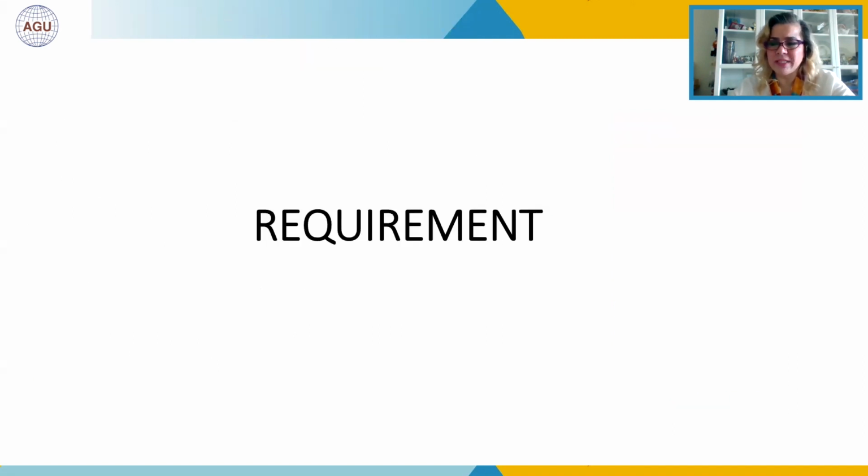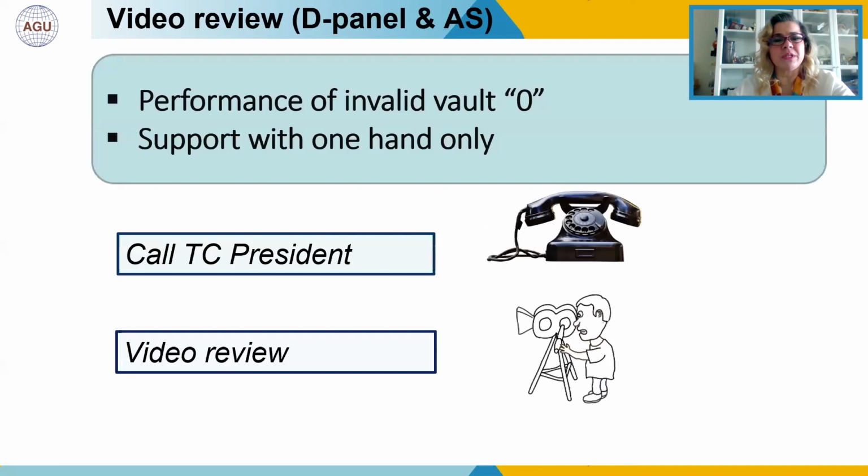When we talk about the requirements, we already talked about the performance with support with one hand only, or in case of 0 volts, which is invalid volts, and we will see later in which cases, as indicated in the rules. In these 2 cases, the D jury with the apparatus final will automatically have video review, of course, by also consulting and letting the technical committee president or the superior jury president know about the case, and they will have the video review.